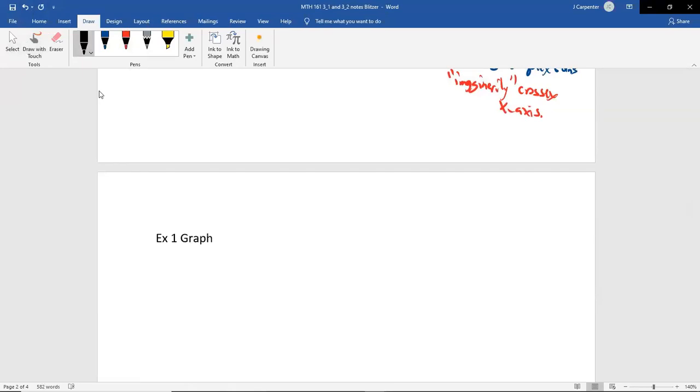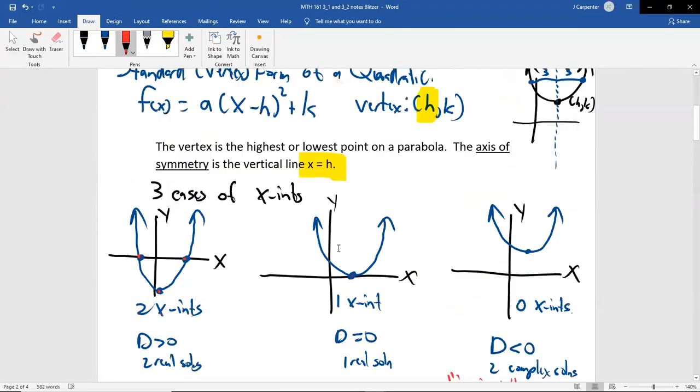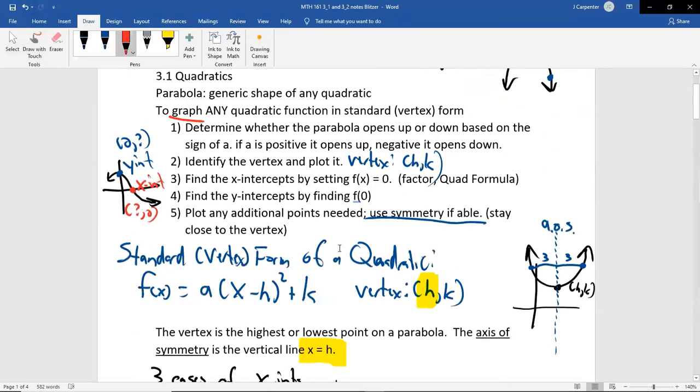Example 1, graph A, we're going to have f of x or y, doesn't matter how we write it, equals -2 times (x minus 3) squared plus 8. We're going to go through all of those steps. And I hope you've written them down because they're not going to be on the screen the whole time.